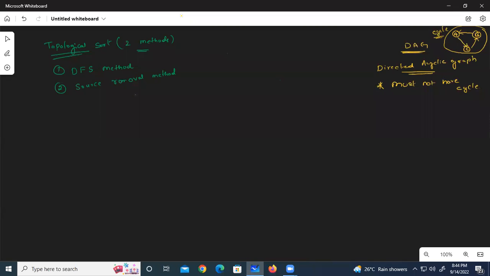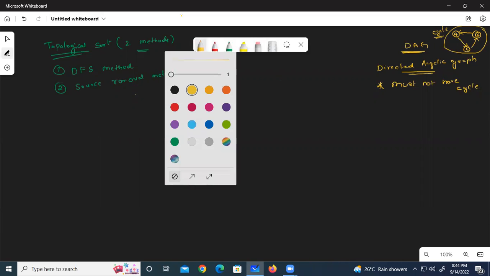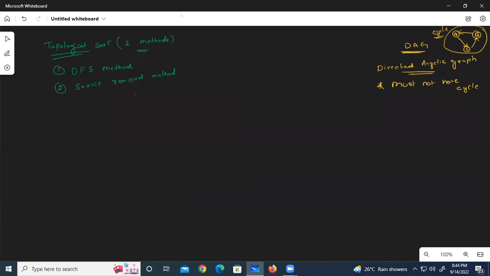Again, I am going to take a graph. Please observe here. One simple graph I will take. The vertices are A, B, C, D, and E. So this is the graph. Again I am going to put the directions here.